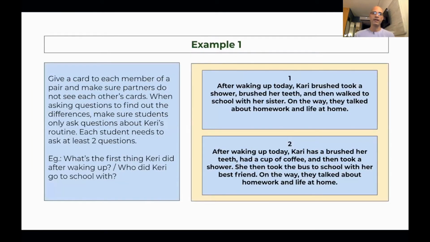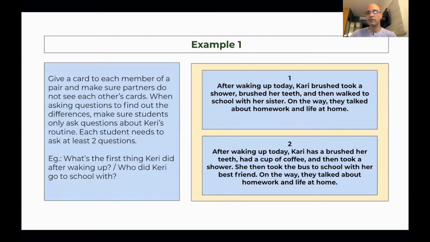So let's see here. So there's 2 cards, number 1 and 2. So example 1, give a card to each member of a pair and make sure partners do not see each other's cards. When asking questions to find out the differences, make sure students only ask questions about Carrie's routine. Each student needs to ask at least 2 questions. So examples of questions. What's the first thing Carrie did after waking up? Who did Carrie go to school with?